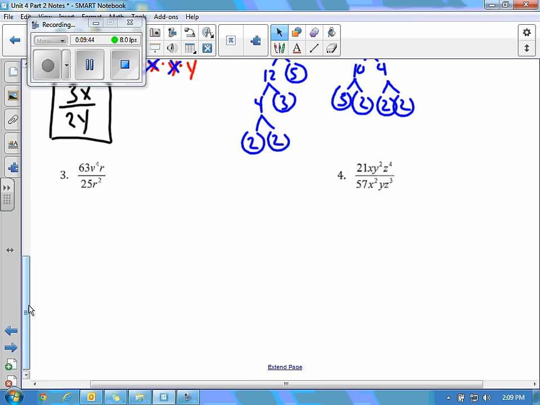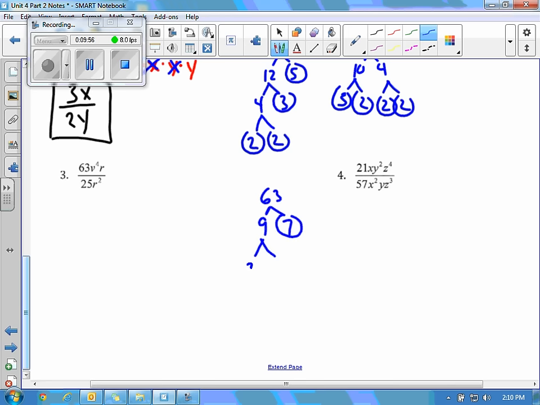I'm going to come down here and do number 3. So for number 3, again, I'm going to start with factor trees. I'm going to come over here for space. 63 breaks into 9 and 7. 7 is prime. 9 breaks into 3 and 3. Both of those are prime. 25 breaks into 5 and 5. Both of those are prime.